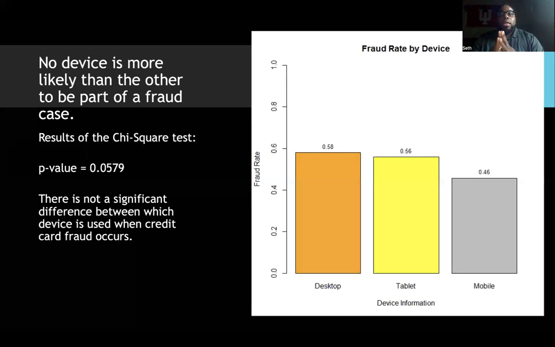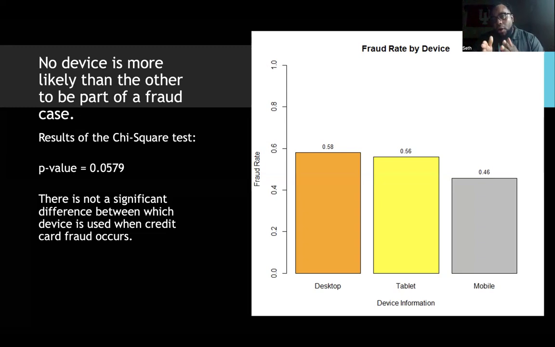So after running the chi-square test, I got a p-value of 0.0579. And for this test, I wanted to be confident at a 95% confidence level. So that means there's not enough evidence to reject the null hypothesis and accept the alternative hypothesis. So there is not a significant difference between which device is used when credit card fraud occurs.